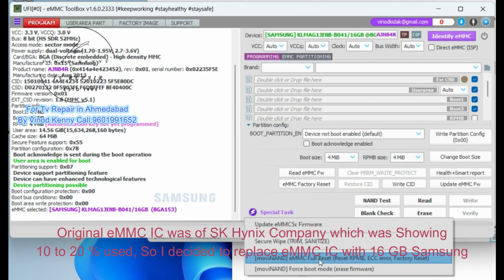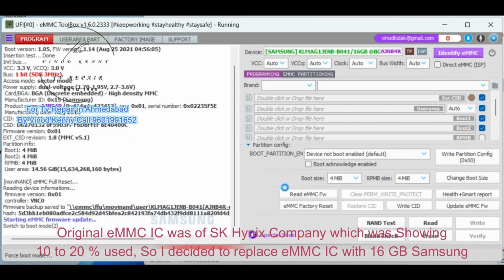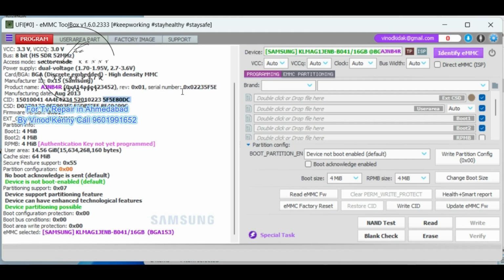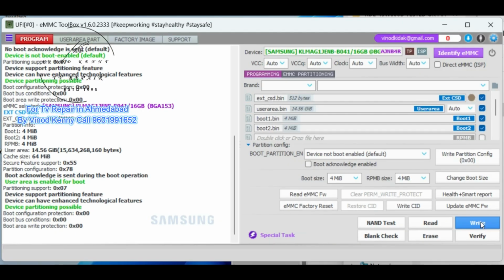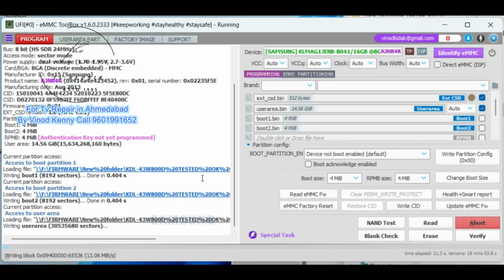Original eMMC IC was of SK Hynix company, which was showing 10 to 20% used, so I decided to replace eMMC IC with 16GB Samsung.